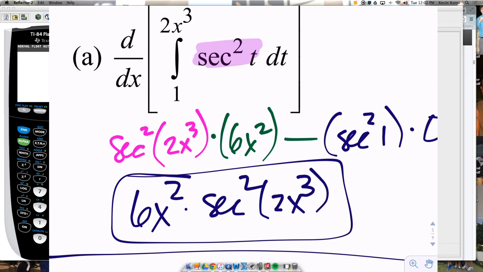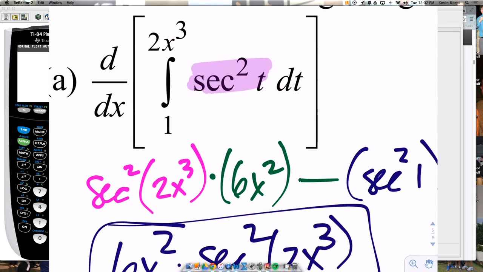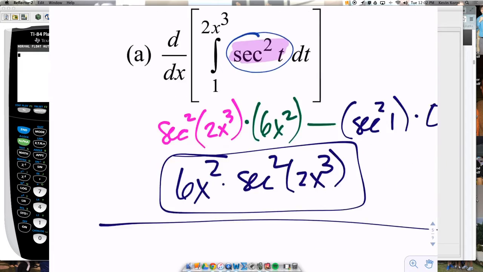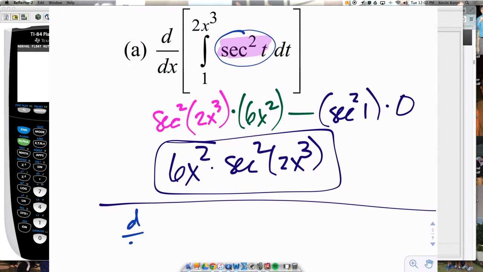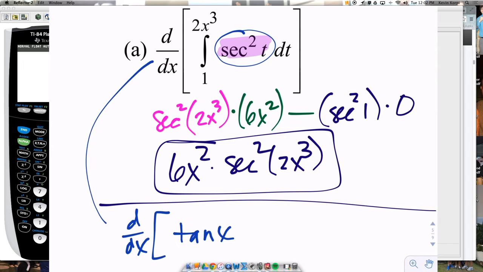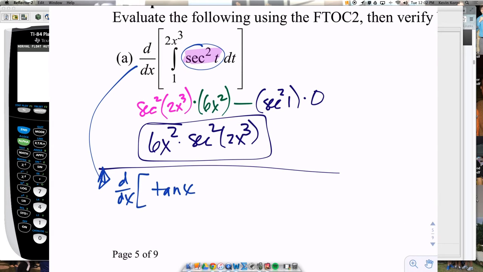If we're going to do it the old-fashioned way, that means actually working it out using the fundamental theorem part 1. So I have to evaluate the integral from 1 to 2x cubed of secant squared of t, which first requires me, remember, to find an antiderivative of secant squared. Oh, how are we going to do that? What is the antiderivative of secant squared? Tangent. Okay, it works. Now notice I have the d dx out front because it's still part of the problem. I haven't done it yet, so you got to bring everything along. And now no plus c needed because it's a definite integral. We'll evaluate it from 1 to 2x cubed.